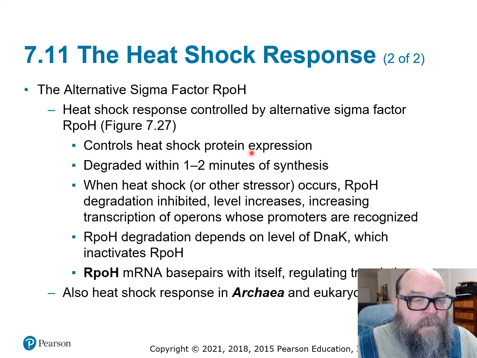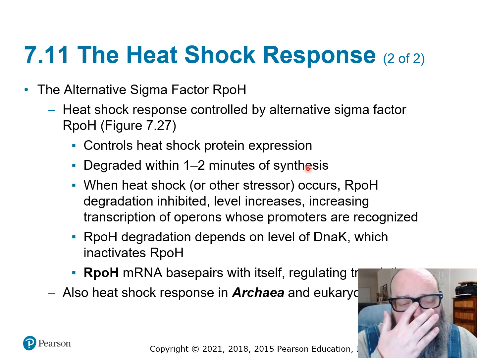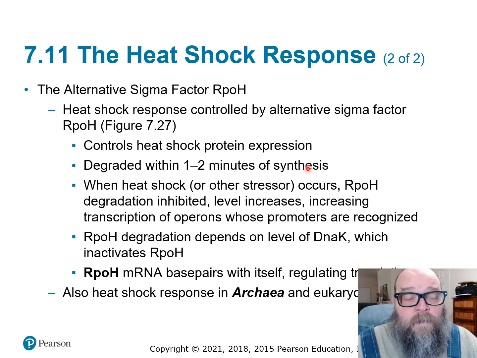This RpoH is constantly being made. Thing is, though, instead of having an overabundance in the cell, what we find happens is that it gets degraded within minutes of being synthesized. So as soon as translation is done, the clock is ticking. Within minutes, it's going to be degraded and no longer functions. But when this stressor occurs, the heat shock, the change in temperature, we see that RpoH degradation stops. RpoH levels will actually increase, and then they start acting as transcription regulators, binding to operons and promoting the increased transcription of certain genes.